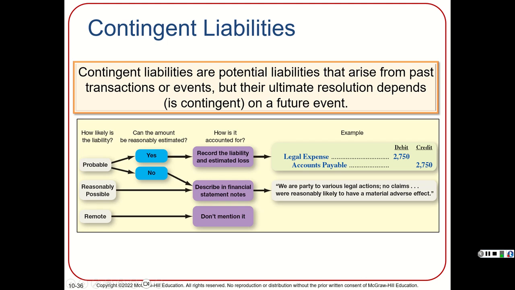For example, this company says we are party to various legal actions. No claims have been determined, and we are reasonably likely to have a material adverse effect. But what this is saying is that we know we got this issue going on. It's in the courts right now. We just don't know how much we're going to have to pay.